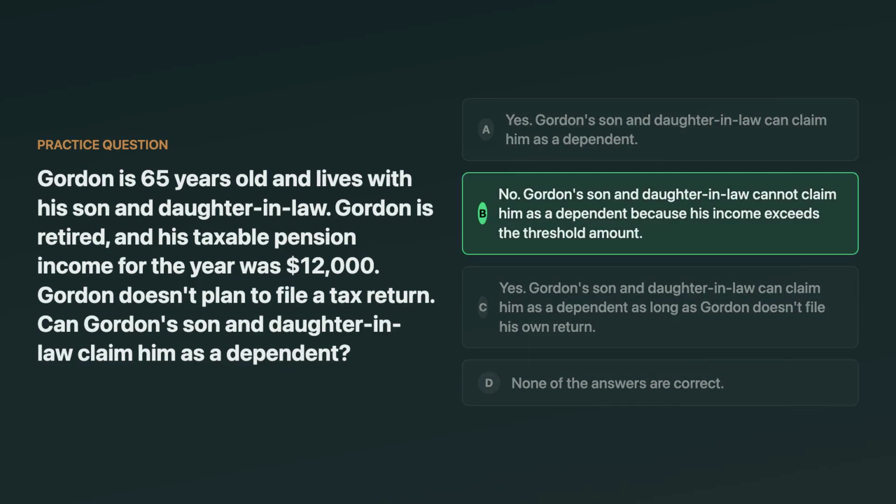The correct answer is no, because Gordon's income exceeds the gross income limit under the qualifying relative rules. His $12,000 taxable pension is too high, even if he lives with them, and even if he doesn't file his own return. The tempting wrong answer is the idea that as long as he doesn't file, you can claim him. Filing status doesn't override the income test.